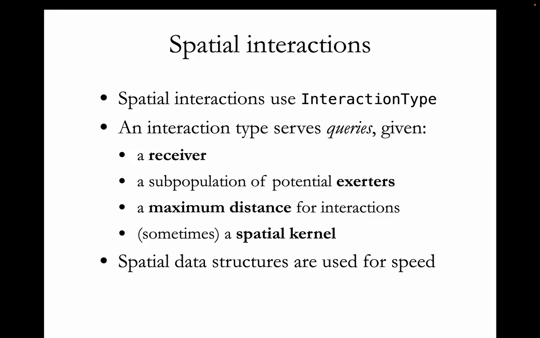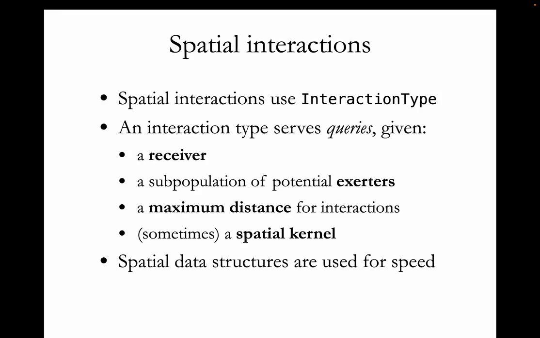To do that, we use the interaction type class. This is a spatial query engine that's built into SLiM. It serves queries like a database, but these queries involve a receiver that's receiving some interaction, a subpopulation of potential exerters that are exerting that interaction upon the receiver, a maximum interaction distance, and in some cases a spatial kernel that's applied to the strength of the interactions. We'll see how all that works on the next slide.